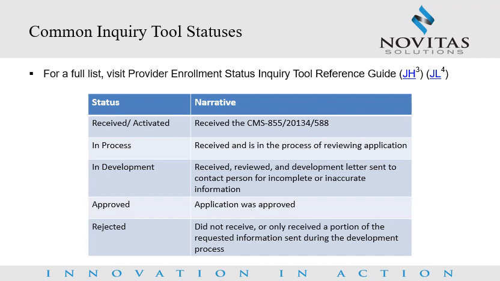In development means the application was received and reviewed, and we have sent a development letter to the contact person to remedy incomplete or inaccurate information. The contact person has 30 days to comply with the letter. Approved means the application was approved. Rejection means the application was rejected for a certain reason. The rejection letter sent to the contact person will detail why the application was rejected and next steps you need to take.